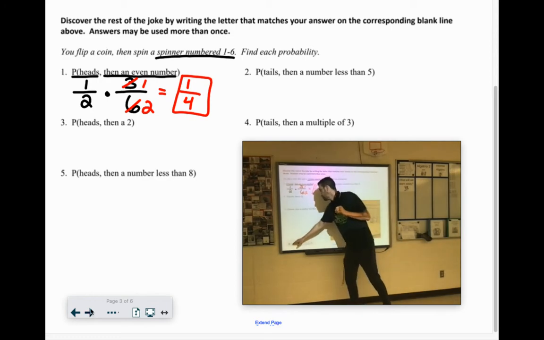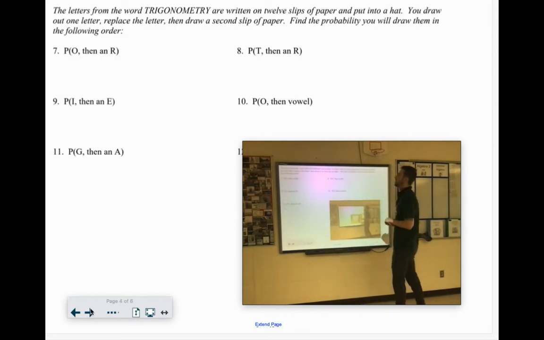So let's try another scenario. The letters from the word trigonometry are written on 12 slips of paper and put into a hat. So we're drawing out of 12. You draw out one letter, take a look at it, and then you put it back in. So there's going to be 12 in there the second time you pull out a letter. Find the probability you'll draw in the following order.